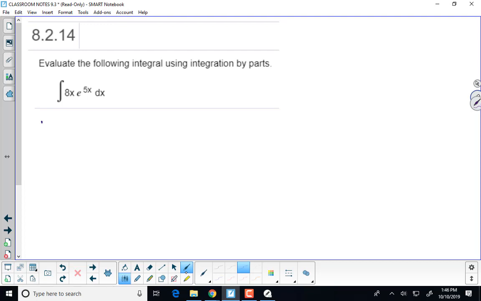So the key is picking the right u and dv. So think to yourself what you want to pick. In your mind, there's really only two main options. You have 8x in one and e to the 5x in the other. And if you think about the 8x, if you put that with the u and you differentiate, you're going to be losing a power on x, which is a good thing. If you put the 8x with the dv and integrated, you'd be increasing the power on x, which is going to make it more complicated. So we definitely are going to say u is equal to 8x and dv is equal to the exponential part.